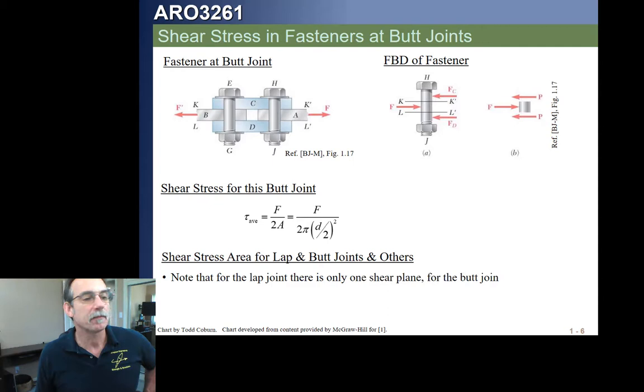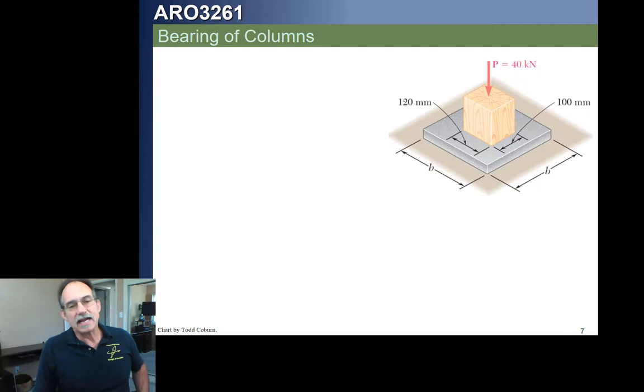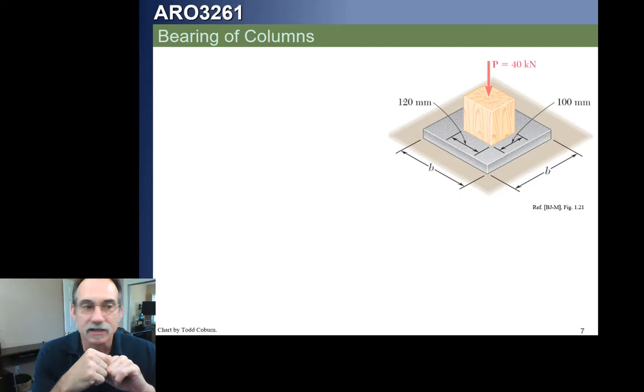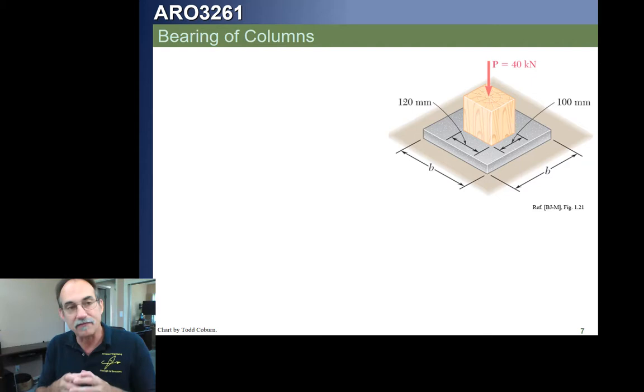Okay. One other idea is the idea of bearing in columns. Remember, a lot of times when we talk about bearing in structural joints, we're really talking about the bearing that occurs on a fastener, P over D T. But imagine this wooden column, loaded with a force of 40 kilonewtons. The stress that we worry about in the column is a compressive stress, P over A, where the area is just this 0.1 meter times 0.12 meter, right? That's a compressive stress, so we compare that to F sub C.